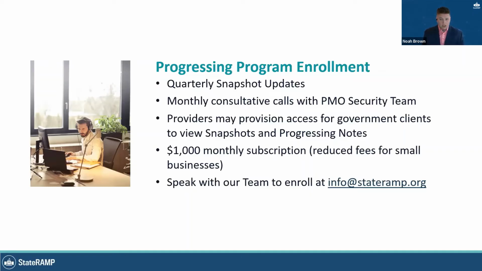You may provision access for government clients to view those snapshots and progressing notes. So if you're working with a client who is interested in where you're at, they want to see you making improvement. They want to know that over the course of a year, 18 months, however long you have, you're improving. They want to see that your score is going up because you're ultimately getting closer and closer to StateRAMP ready. This is built on a $1,000 monthly subscription. Again, reduced fees for small businesses, and this includes both the quarterly snapshots as well as the consultative calls with us, the team, to help you improve your security and answer questions you may have about the process.